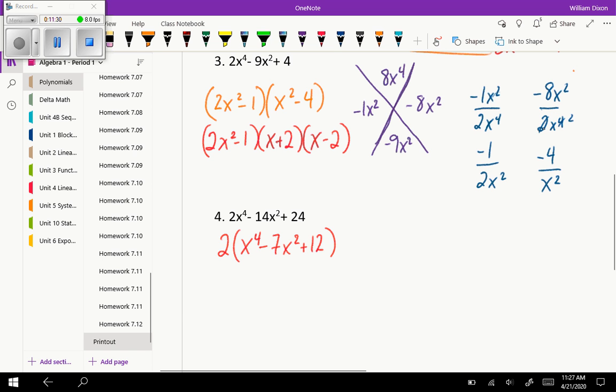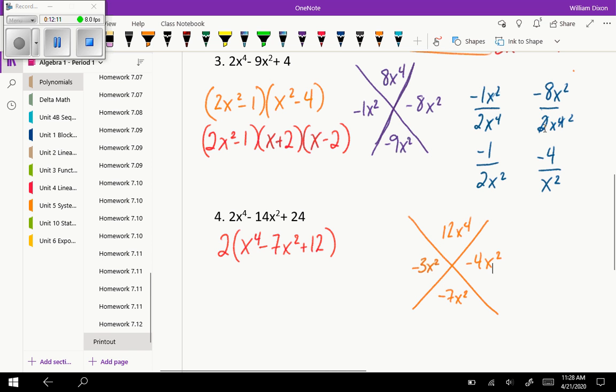So here I go. So I have my x method. I multiply the two outer terms. I get 12x to the fourth. I bring down my middle term. That's negative 7x squared. Okay, so what factors are going to multiply to 12 and add up to negative 7? That's going to be negative 3x squared and negative 4x squared.